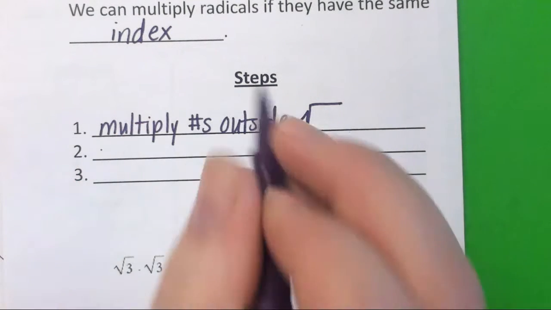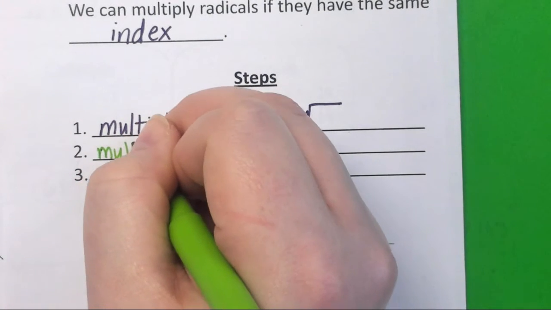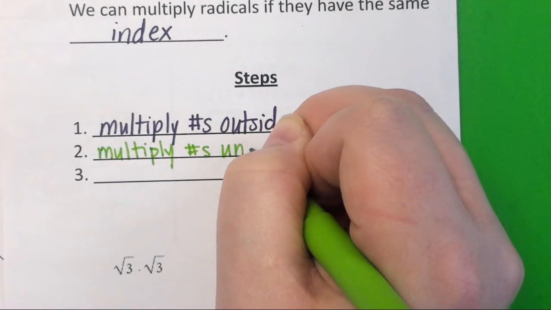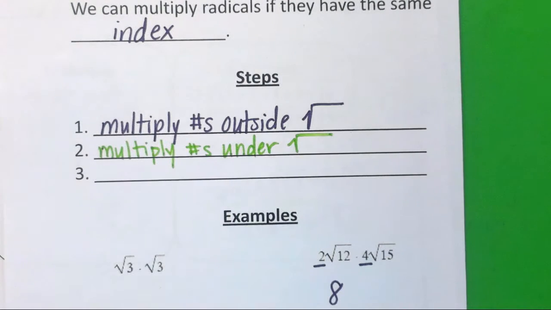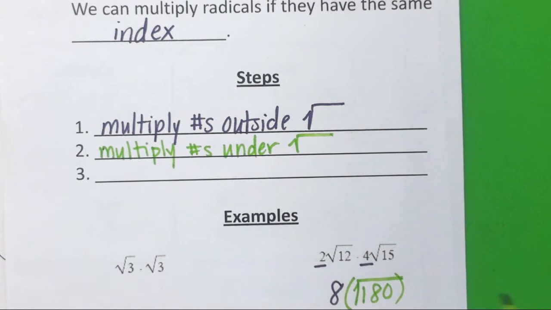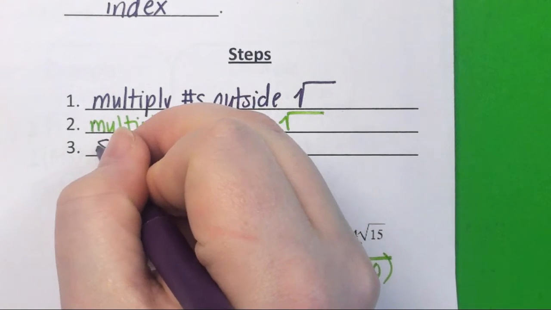Our next step is that we're going to multiply the numbers under the radical symbol. So in this one, I'm going to multiply 12 times 15, and my brain has left today. I don't know what that is. 180. And then step 3 is what you were expecting, because it tends to be in every single problem. Simplify.